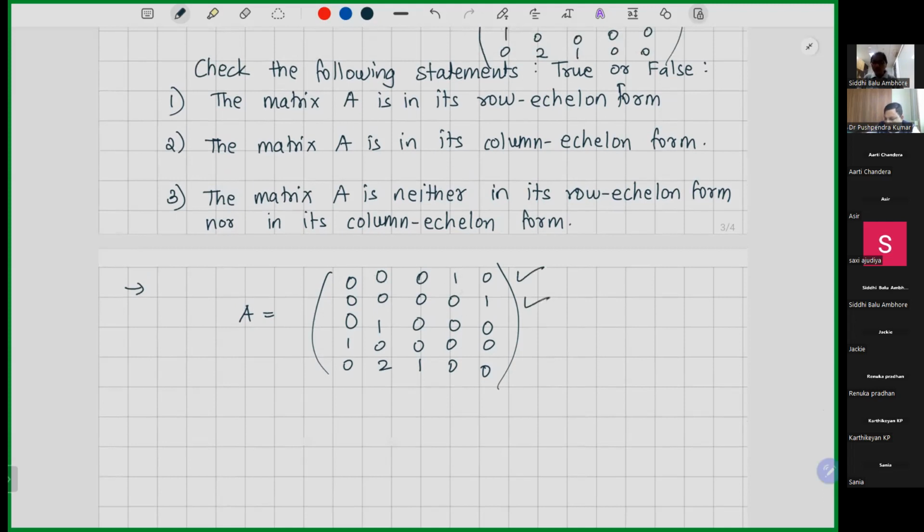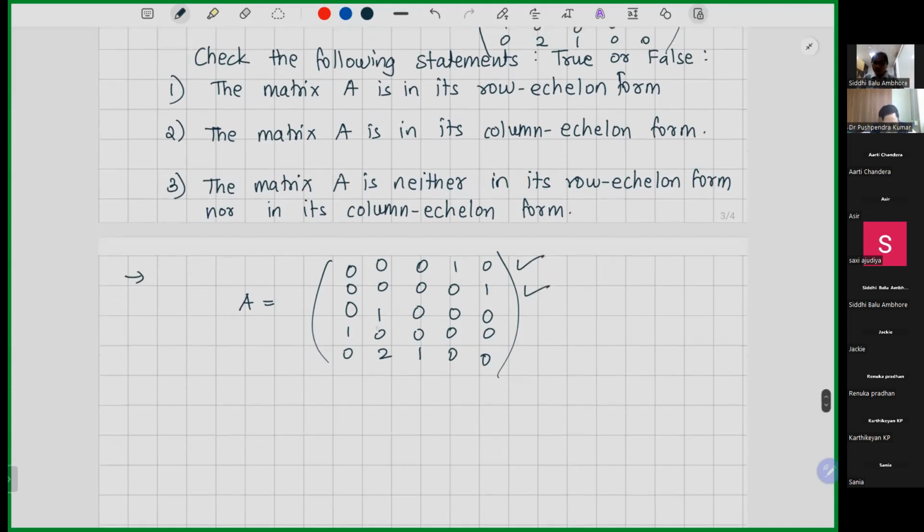Second row is also fine. 1, and then below it everything is 0. Third row, we have 1 here, but below this one we have this non-zero entry 2. So that's why this is not in row echelon form. Okay, so not row echelon form. Okay, and now we have to check for columns.